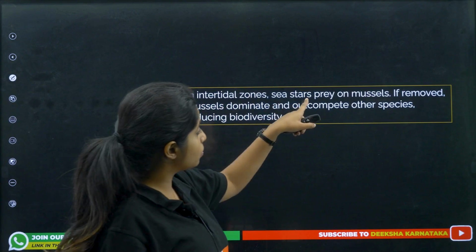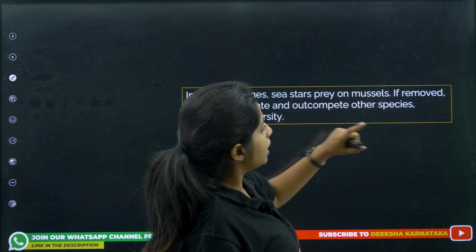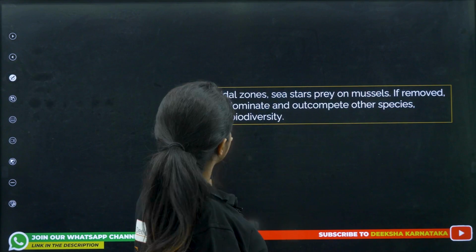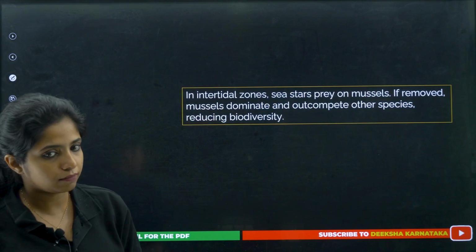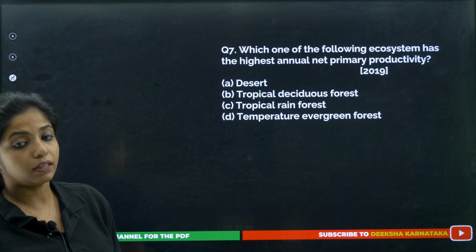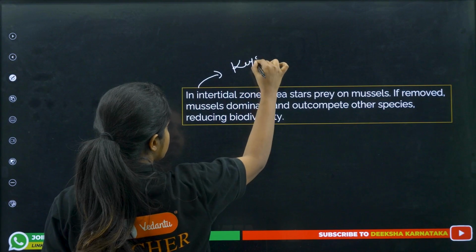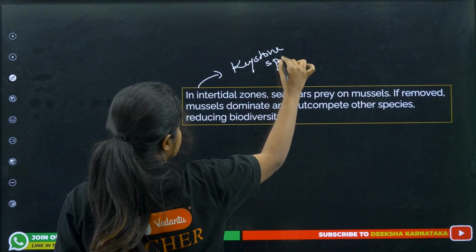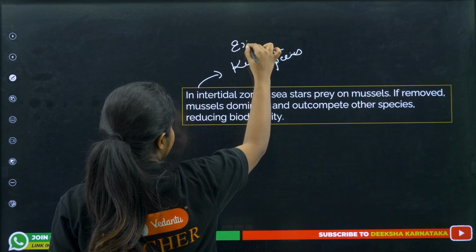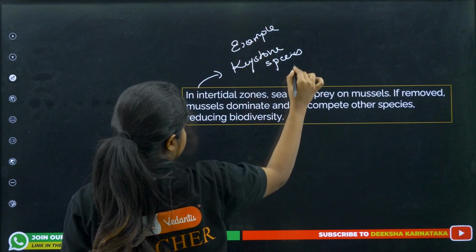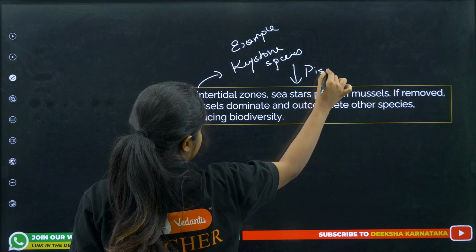So in intertidal zones, sea stars prey on mussels. If removed, mussels dominate and outcompete other species, reducing biodiversity. So that is why it was important. It is known as keystone species. This is just information for you, my dear children. Keystone species, example, Pisaster.